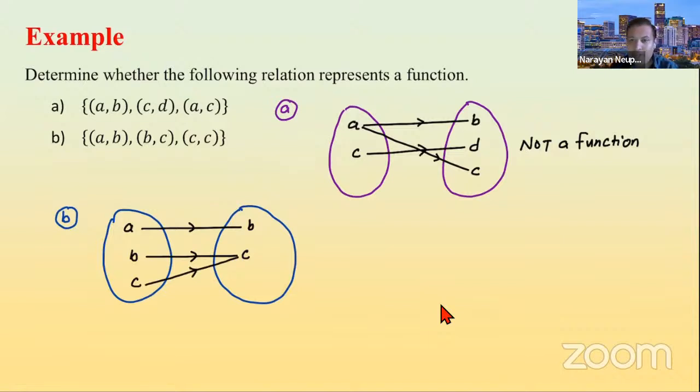Now let's find out whether this is a function or not. A is mapped with only B, so only one output. B is mapped to C only, so B also has one output. And here C is mapped with C only, nothing other than that. That's also only one output for C. So because each element has only one output, this is a function.